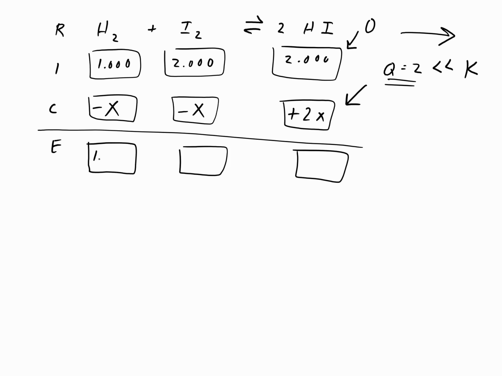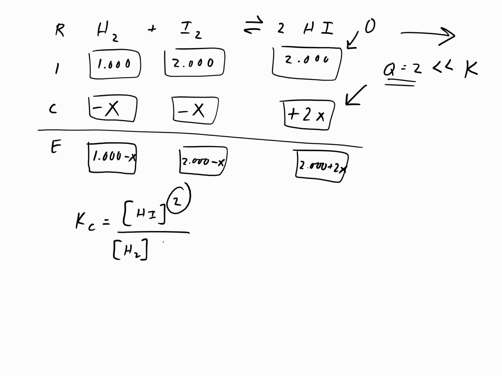All right, so this is going to be 1.000 minus x. This will be 2.000 minus x. This will be 2.000 plus 2x. We write out our equilibrium expression. HI squared. Don't be lazy, you have to put that square right there. This whole thing will be off if it's not squared. You could spend 30 minutes wondering why it's not matching the back of the book, and it's because you might be lazy. So don't forget to square your stuff over there.